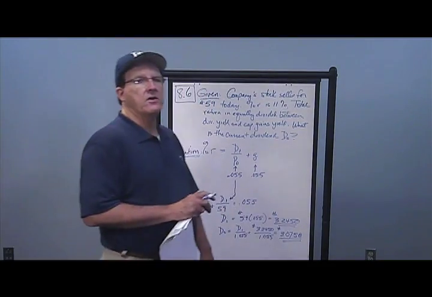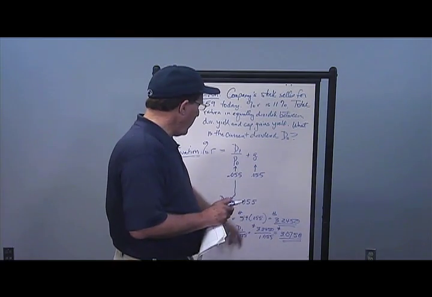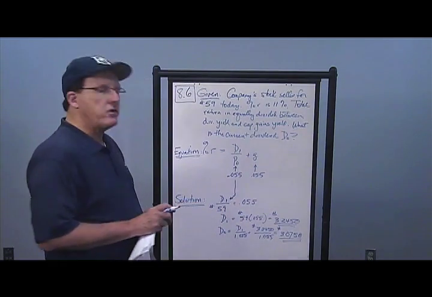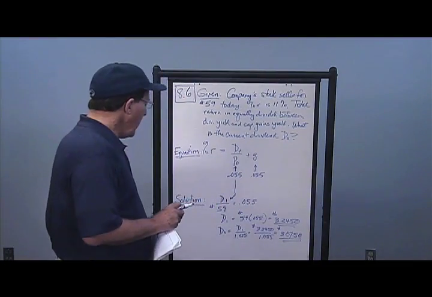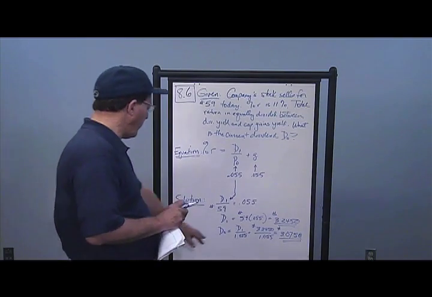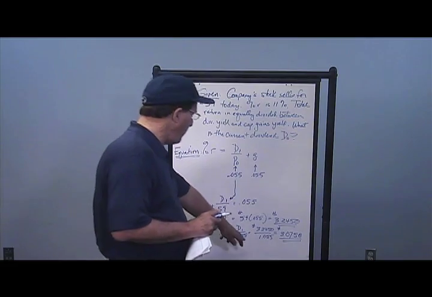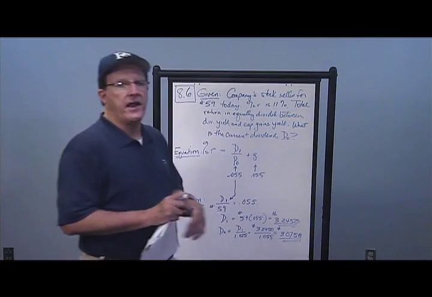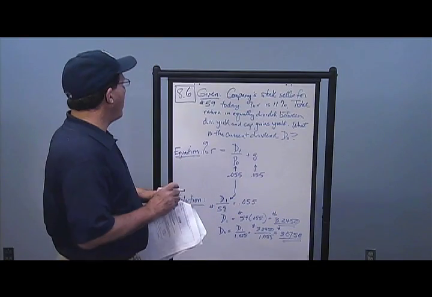D1 at $3.245 per share. D1 is 59 times 0.055, which is 3.2450. And then to calculate D0, today's dividend, I take D1 and bring it back to today, dividing it by 1 plus the growth rate. So 3.2450 divided by 1.055, I get today's dividend at 3.0758. There are your answers to problem number 6.